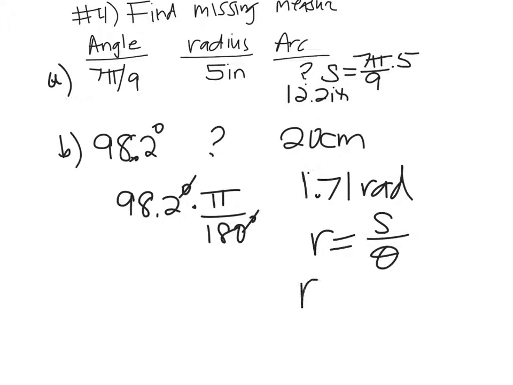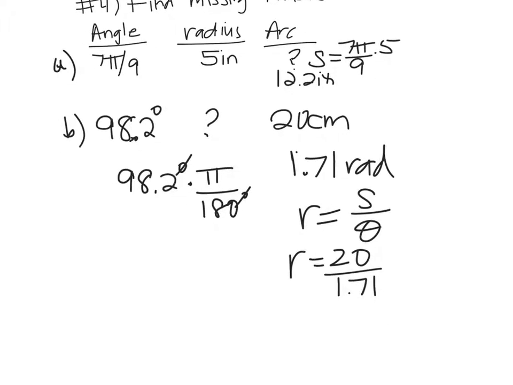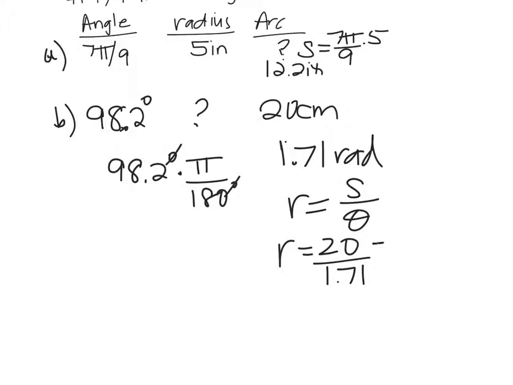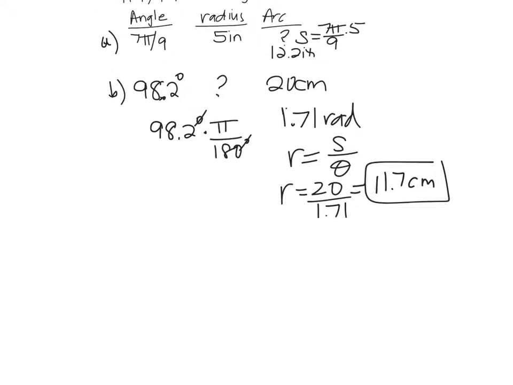So R would be 20 over 1.71. And if you left that number in your calculator, just go 20 divided by answer, and that'll give you an even better estimate. So then the radius turns out to be about 11.7 centimeters. Okay? All right, and then finally, one more of these.